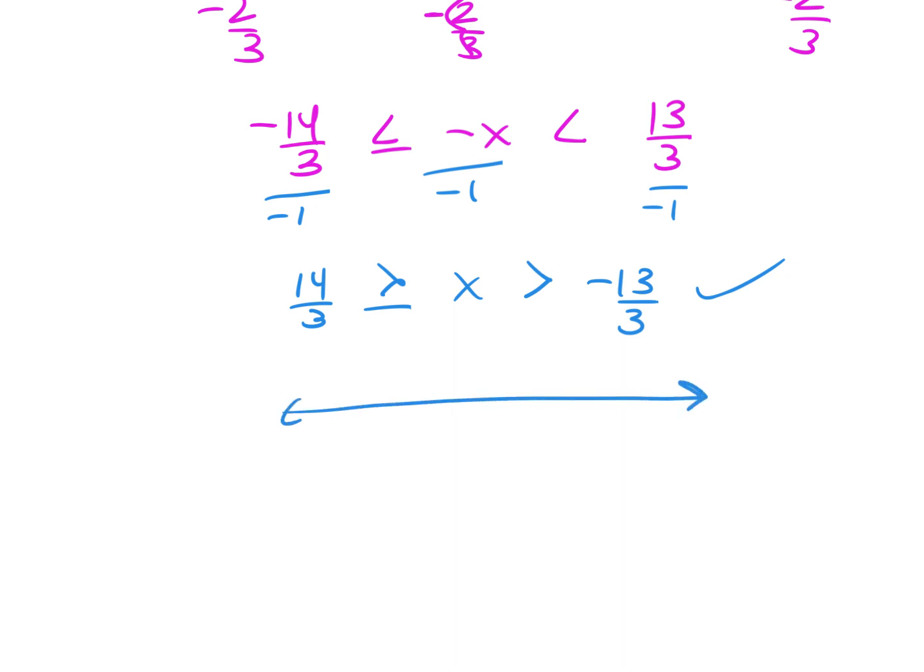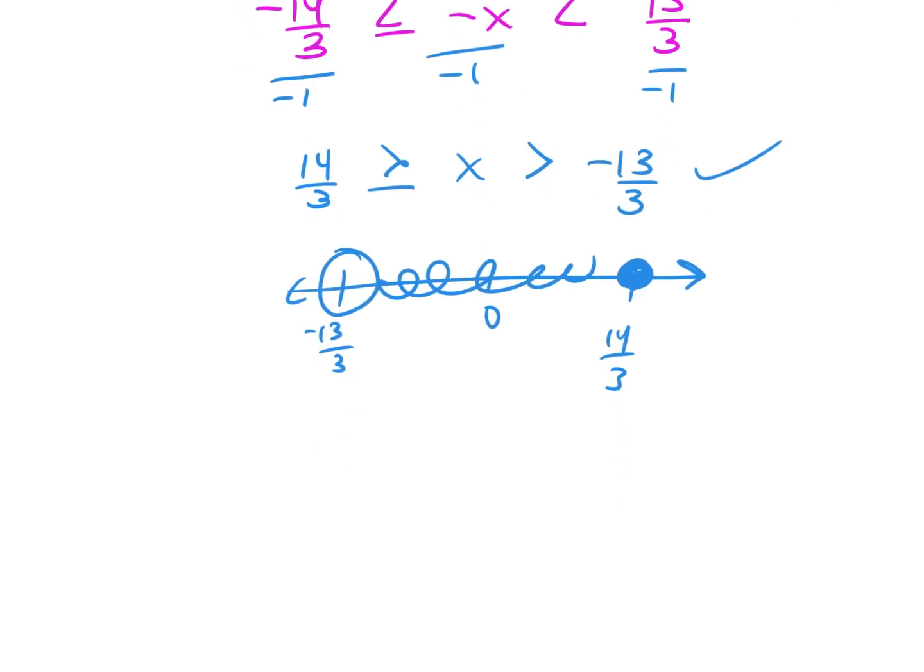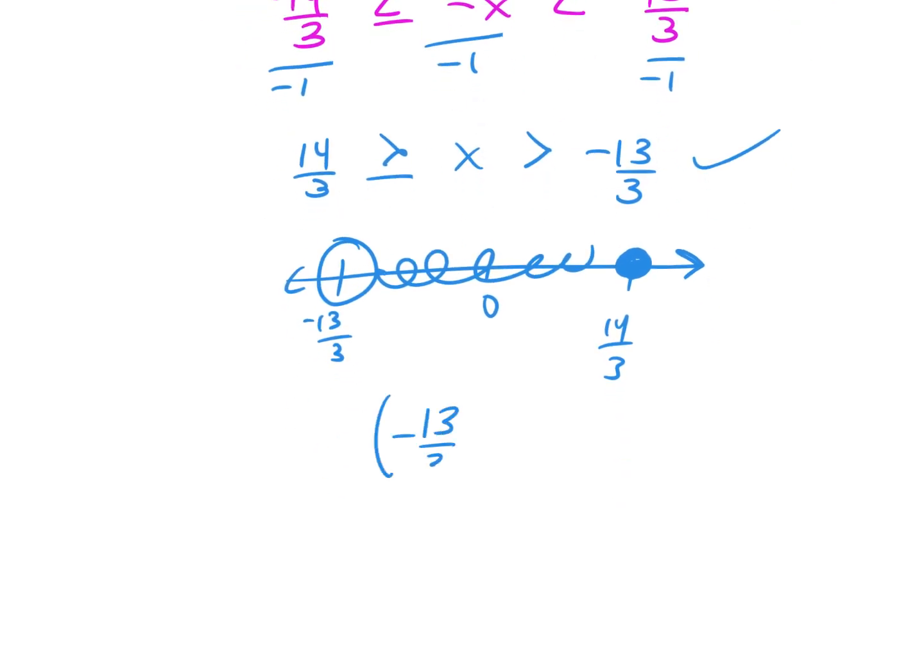Now let's go ahead and graph this. Now don't get confused, guys. Don't put 14/3 on the left and negative 13/3 on the right, because that's not the case, correct? Negative 13/3 is going to be smaller than 0. Positive 14/3 is bigger than 0. What kind of a dot do I have at negative 13/3? Open. And what do I have at 14/3? Closed. Good. Parenthesis, negative 13 over 3. Good. And 14 over 3 closed. Perfect. Very good.